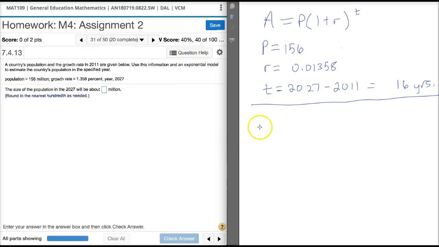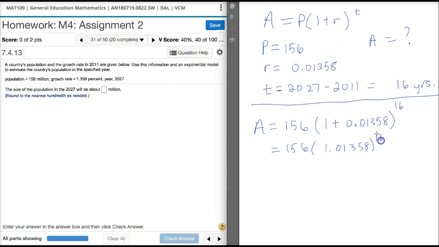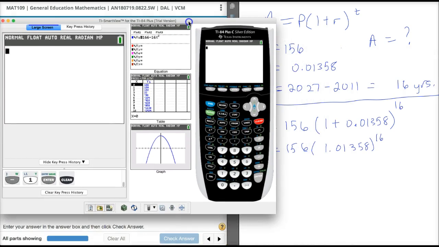So now it says the size of the population in 2027 will be about, and we'll go ahead and just plug in everything. So here the only thing that we don't have is A, so that's what we're looking for. So we do the 156, 1 plus 0.01358, and all that's raised to the 16. Of course, 1 plus this decimal number here is just 1.01358 raised to the 16. And then we'll just bring our calculator in and do the calculations for this.